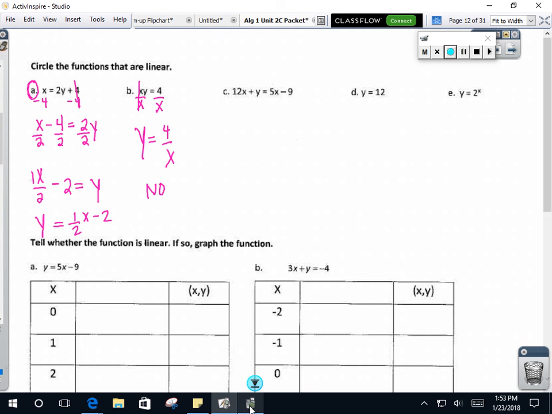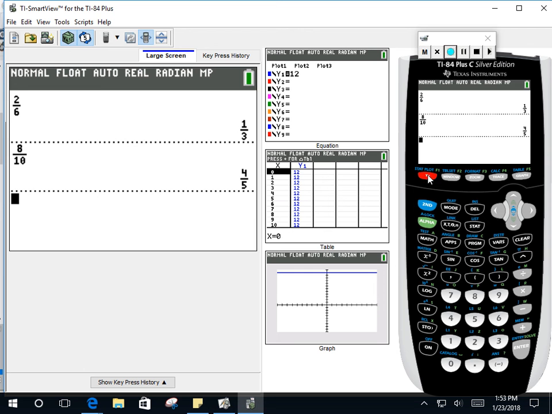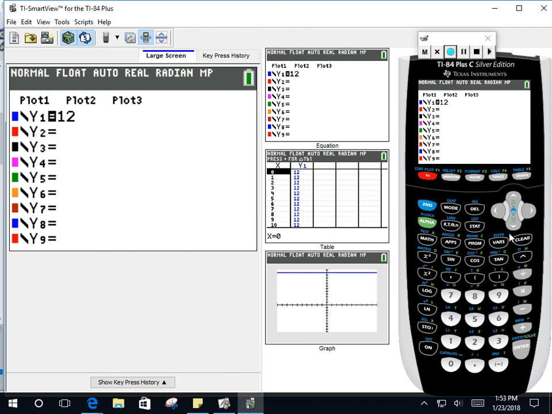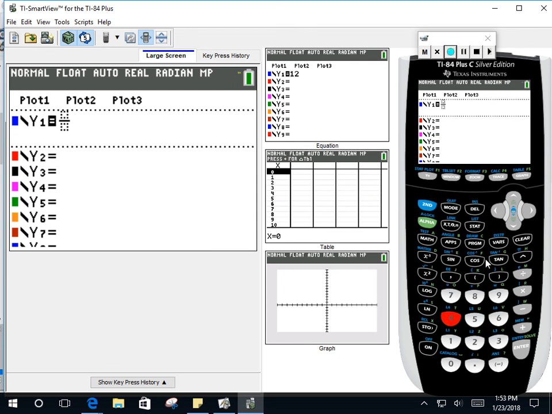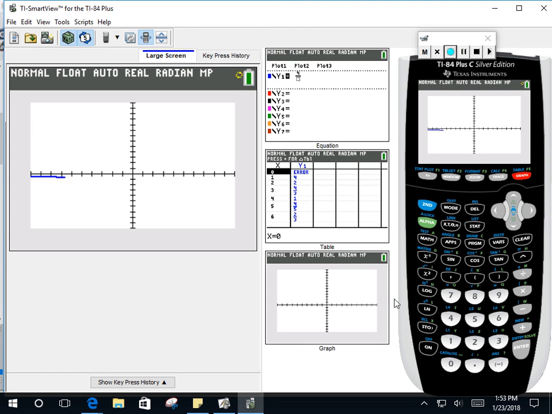Let me show you what it would look like on the calculator. Y equals, I'm going to have to use n over d to make a fraction. And now 4 over x. Okay, that's definitely not a straight line, is it?